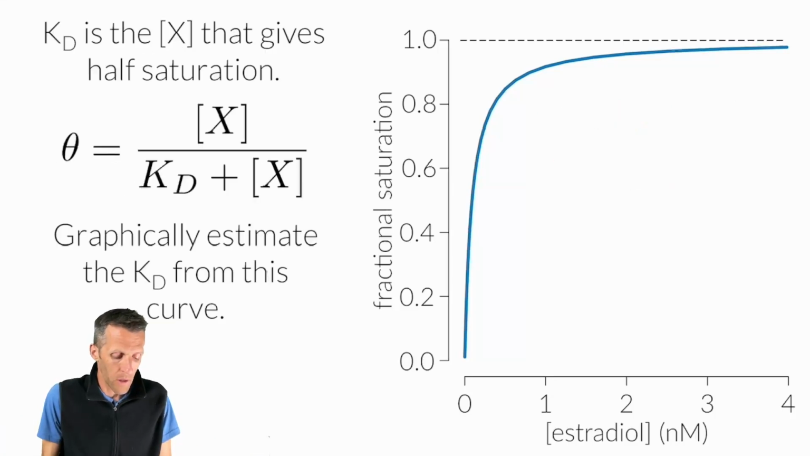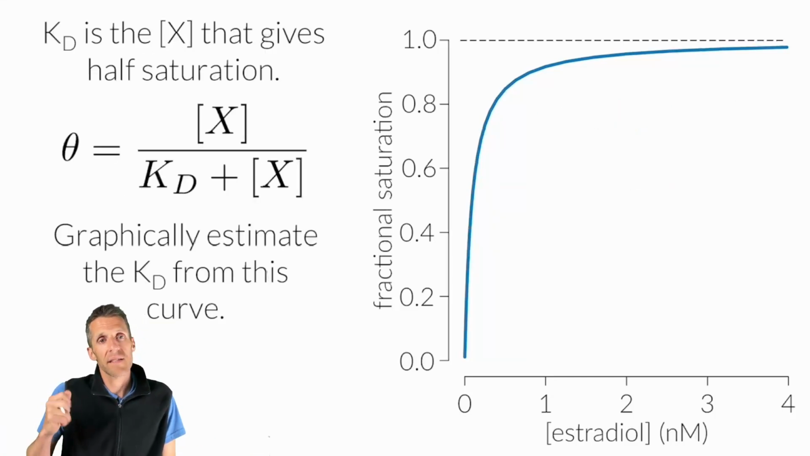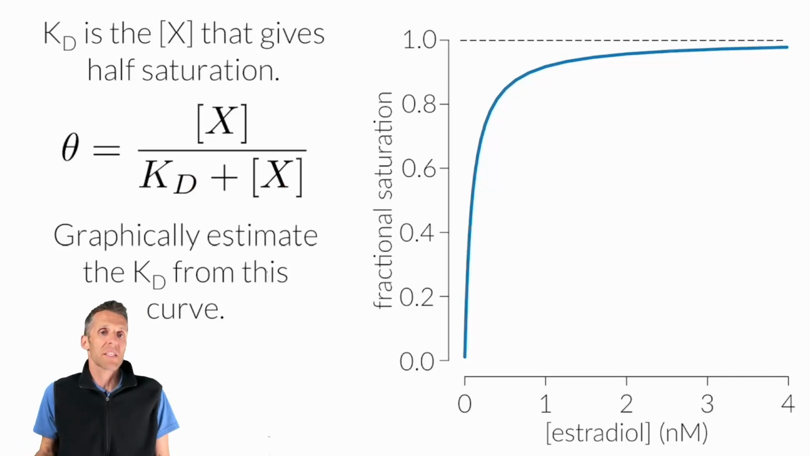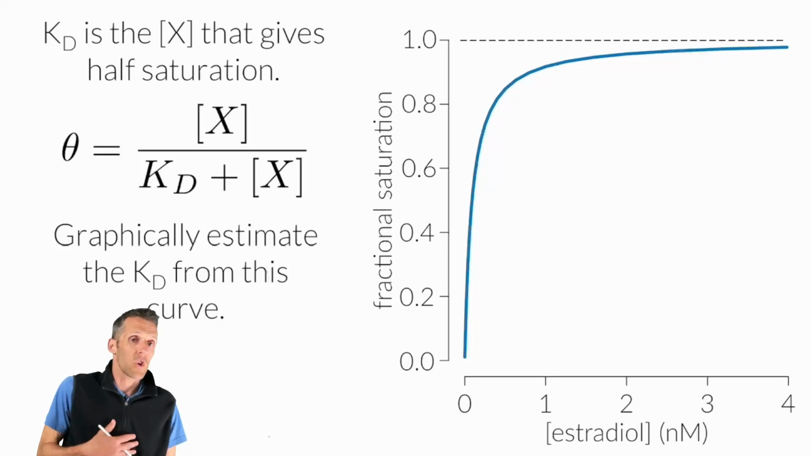Okay, cool. The KD is the concentration of X that gives the half saturation. And we can describe it using this simple relationship that the fractional saturation, theta, equals the concentration of our X, in this case estradiol, over KD plus the estradiol concentration. And so here's another point to pause. How would you graphically estimate KD from this curve? So why don't you pause and try to do that?